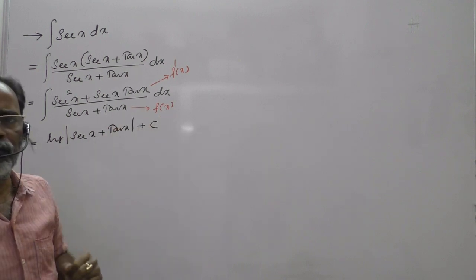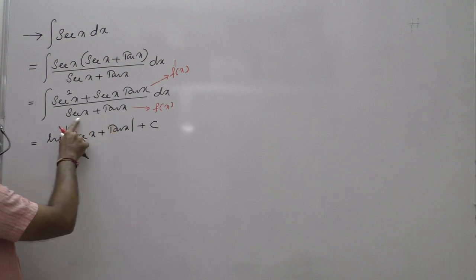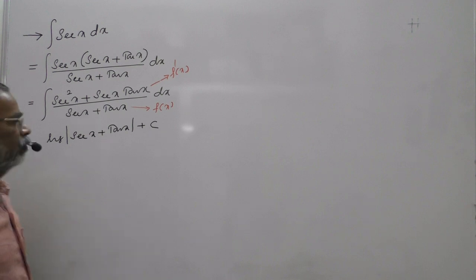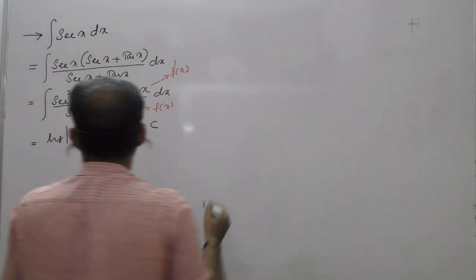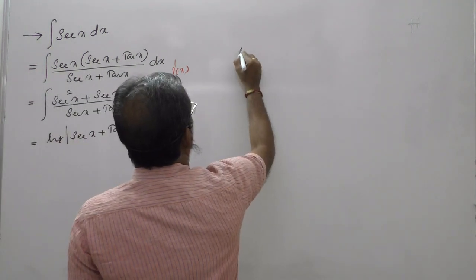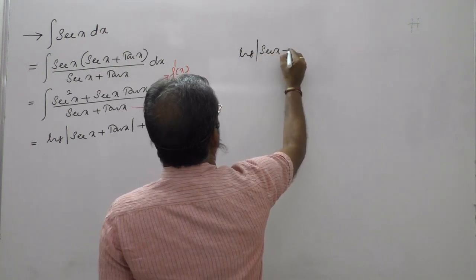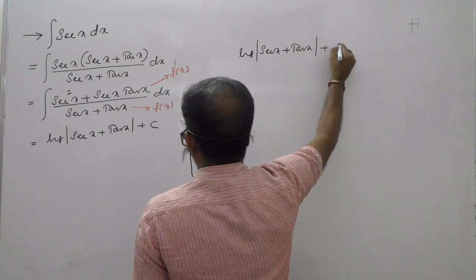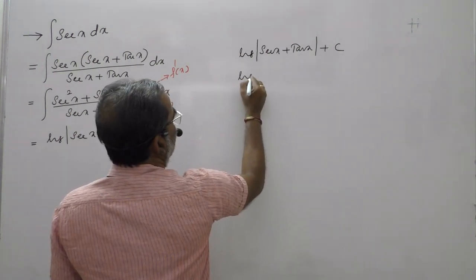Otherwise, go to substitution. What is the substitution? You take this as t. Then this will be dt. You will get 1 by t. The integral of 1 by t is log of mod t. That's all. So here you please see what is there: log of sec x plus tan x. This is the integral of sec x. We will simplify this and see.